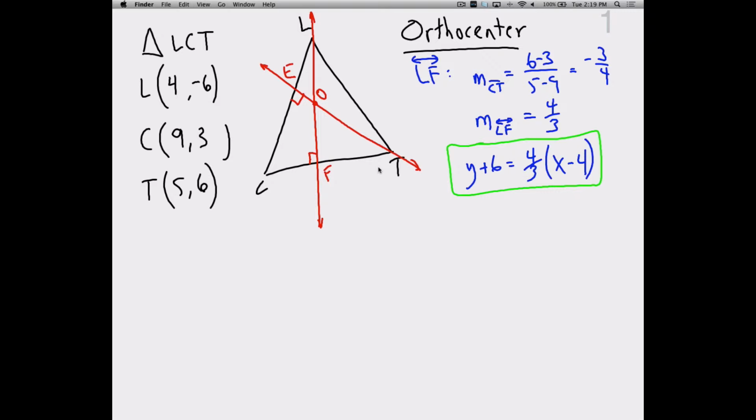Now we're going to repeat it again for TE. How do I find the slope of TE? You find the slope of LC and do the opposite reciprocal. Beautiful. Find the slope of LC, peoples.